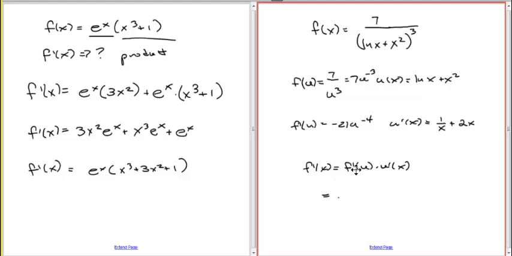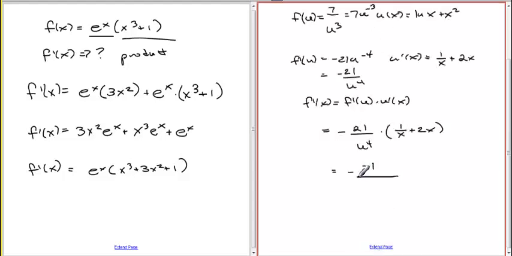And f prime of u is, I'm going to rewrite this before I plug it in. I'll move that negative to the denominator. So it's going to be negative 21 over u to the 4th. That's f prime of u times u prime of x. And then this final step in the chain rule is to plug back in what u is equal to. And we go up there and look. Natural log of x plus x squared, right, then we're going to raise it to the 4th power. And then we multiply by 1 over x plus 2x.